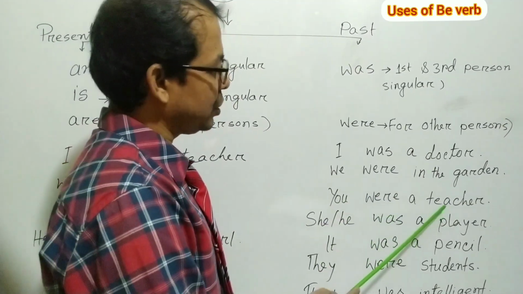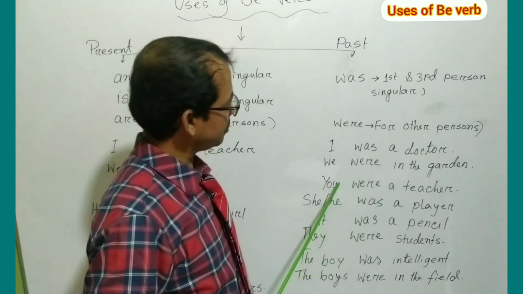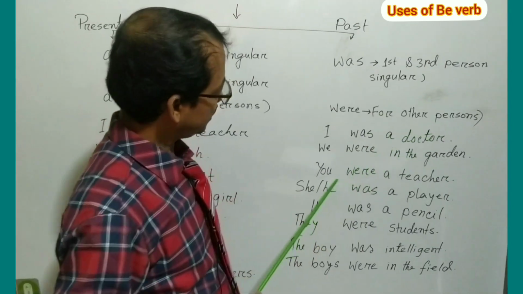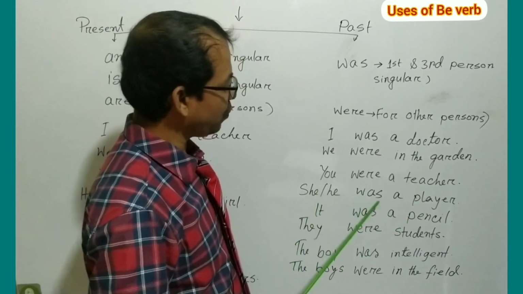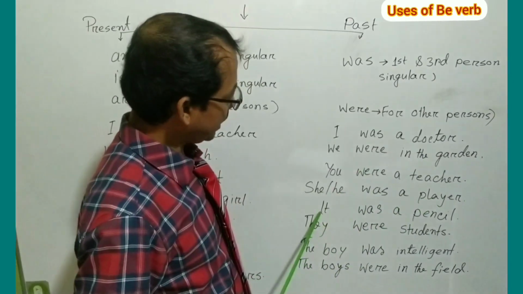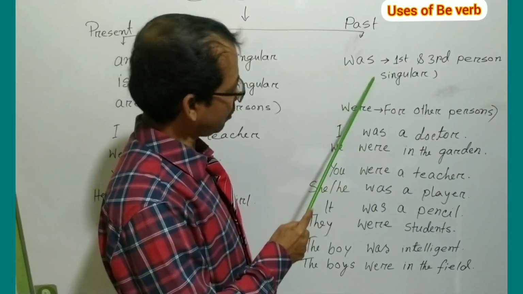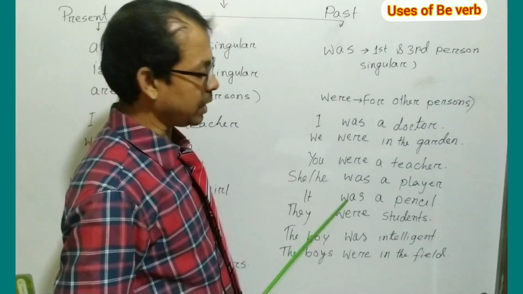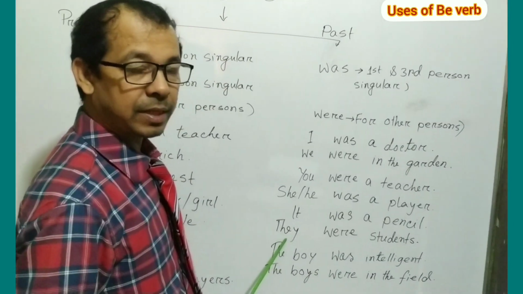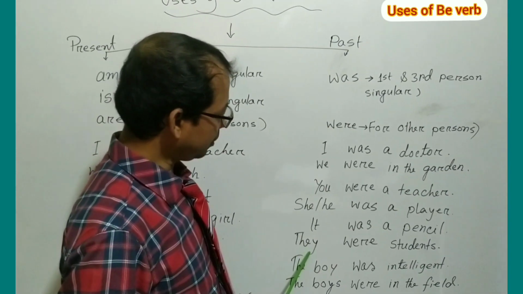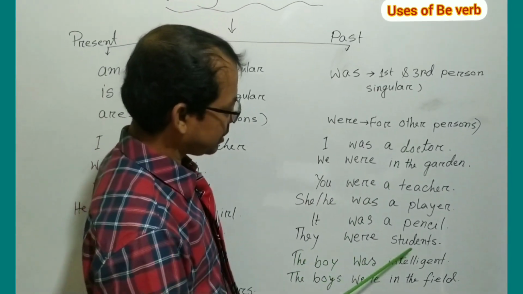You were a teacher. Second person. So you for other person. He or she. He was a player. She was a player. It was a pencil. It, third person singular number. So here was will be used. It was a pencil. They, this is the subject, third person plural number. So they were students. For these places they were students.